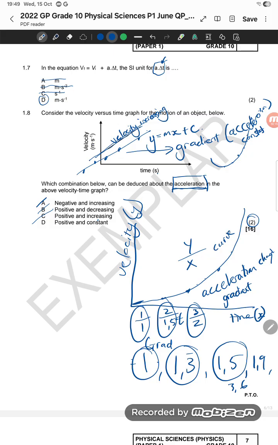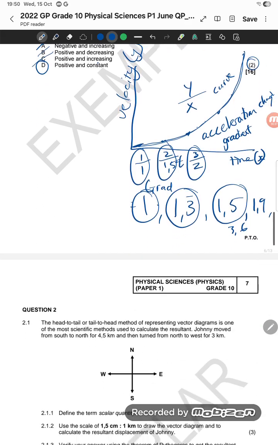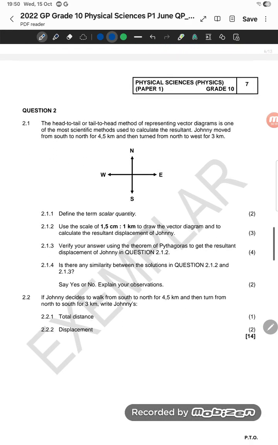Acceleration changes only when I've got a curve in my velocity time graph. And so I've got a positive and constant acceleration. So maybe I'm accelerating at 1 meter per second more in velocity. Okay, question 2.